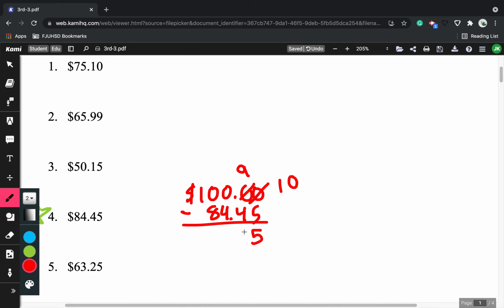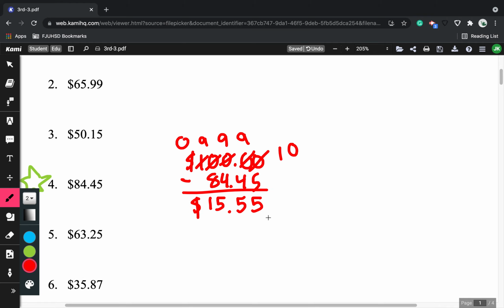9 minus 4 is 5. And then this needs to be borrowed again. So this turns into 9. 9 minus 4 is 5. Again, borrowed from the 0. So that's 9 minus 8, 1. And 1 just turns into 0 because 1 is greater than 0 down here. So you don't have to add another 10. It's a triple 1.